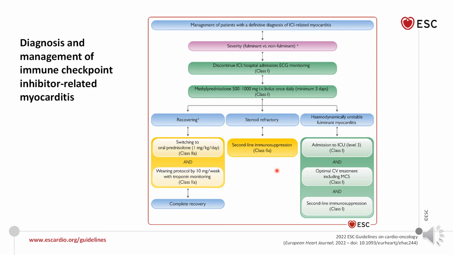If our patient is steroid refractory, a second-line immunosuppressive drug like tocilizumab might be considered. If our patient has fulminant myocarditis, then besides close monitoring in ICU and optimal cardiovascular treatment, including mechanical support, we might opt to start a second-line treatment besides steroid from the start, like tocilizumab, as I said before.